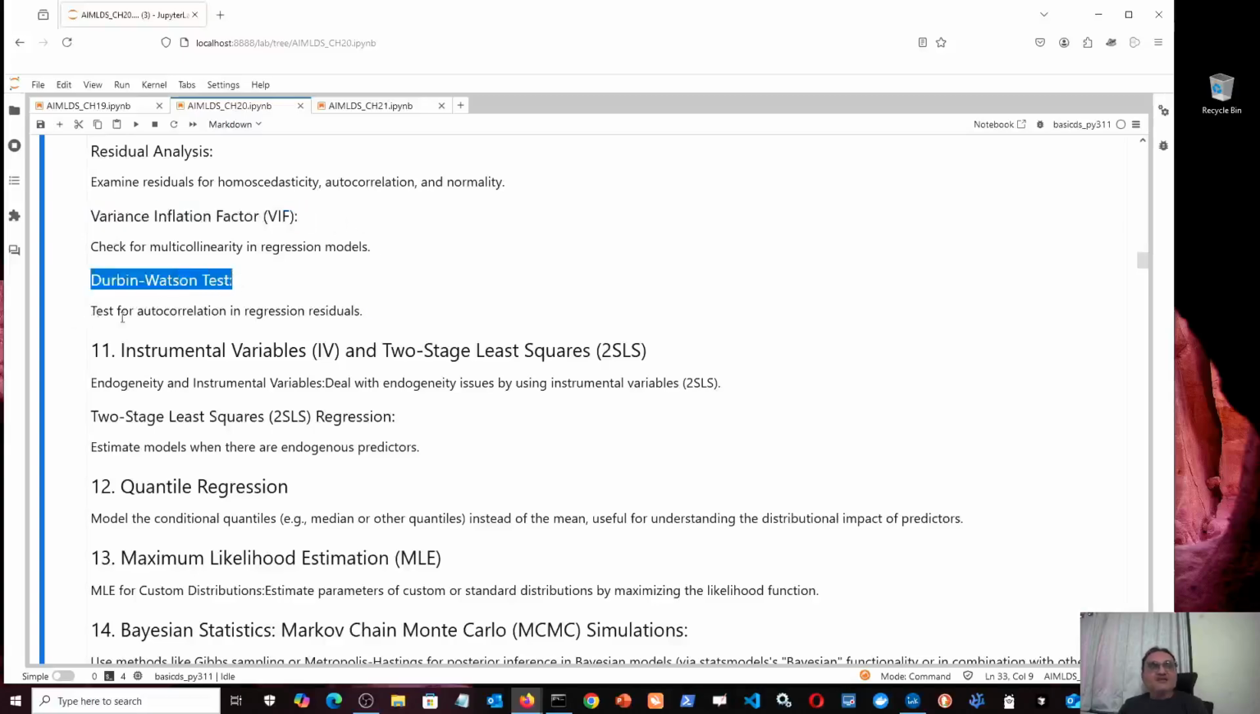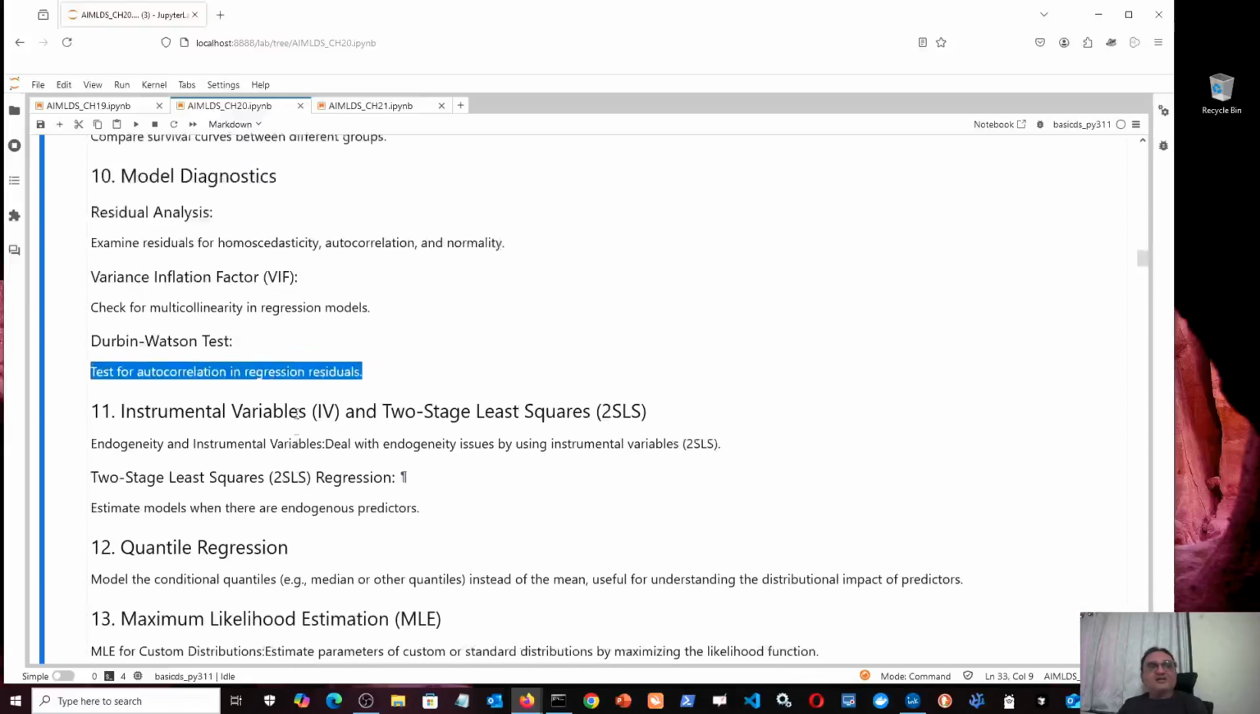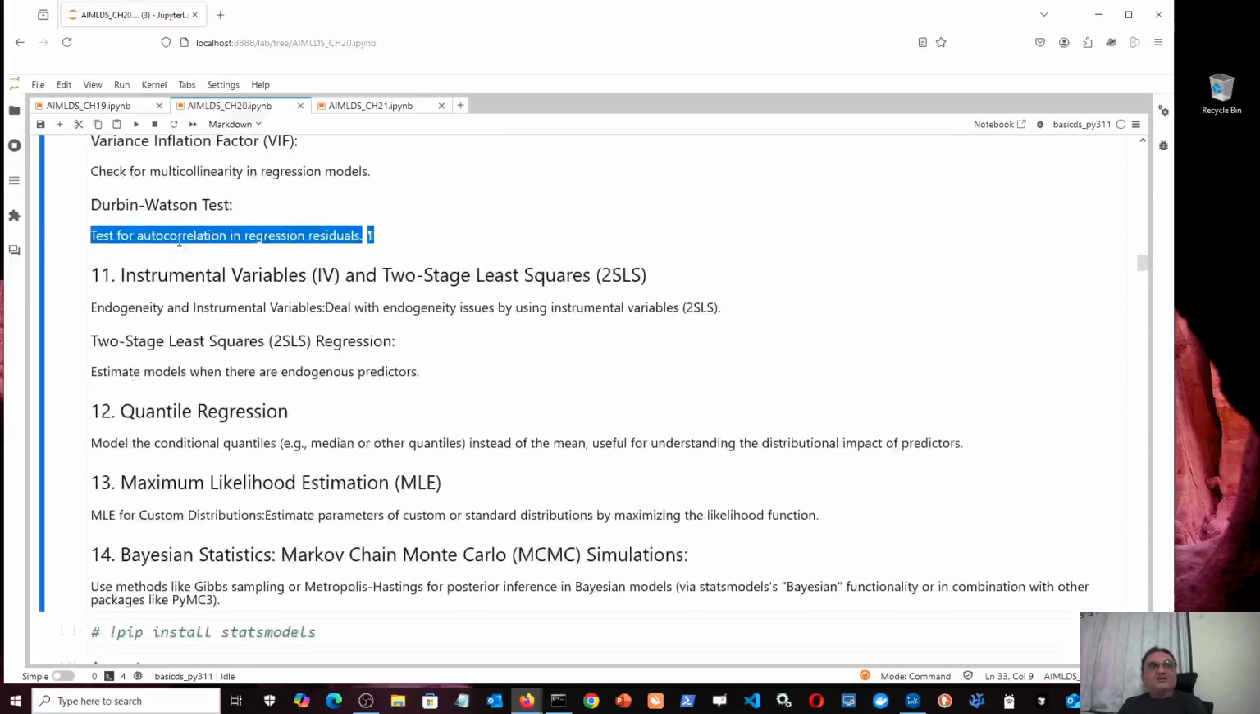Then the Durbin-Watson test, that is the test for autocorrelation in regression residuals. Okay, so that is also one important thing, that at the end of the regression process you will find some residuals, and you have to find how much autocorrelation is still left in them.